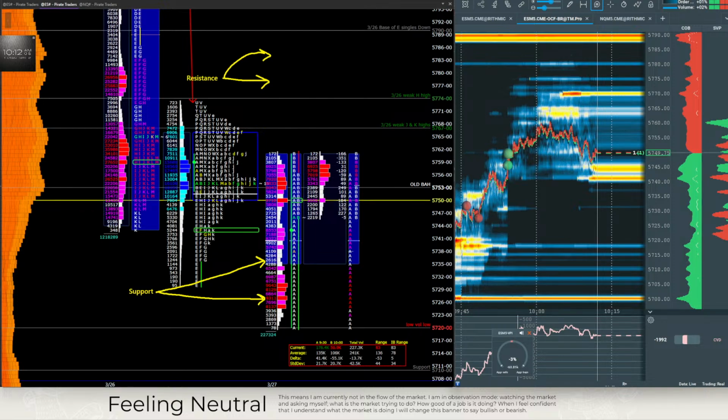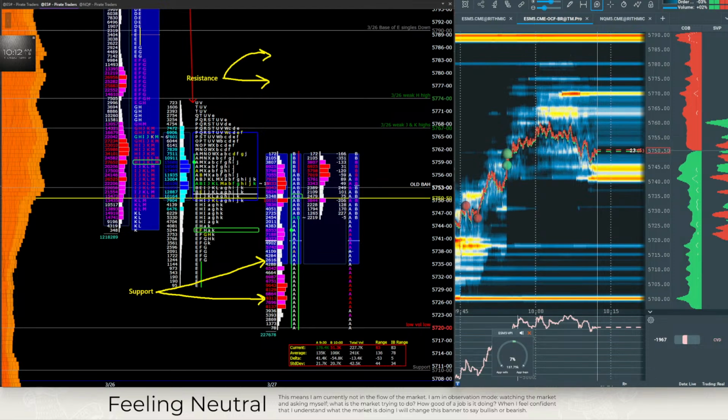Truman says, all kinds of things for the market to digest. Big tariffs, big move yesterday. Yeah, I mean, it would make sense to balance at a balance area high.